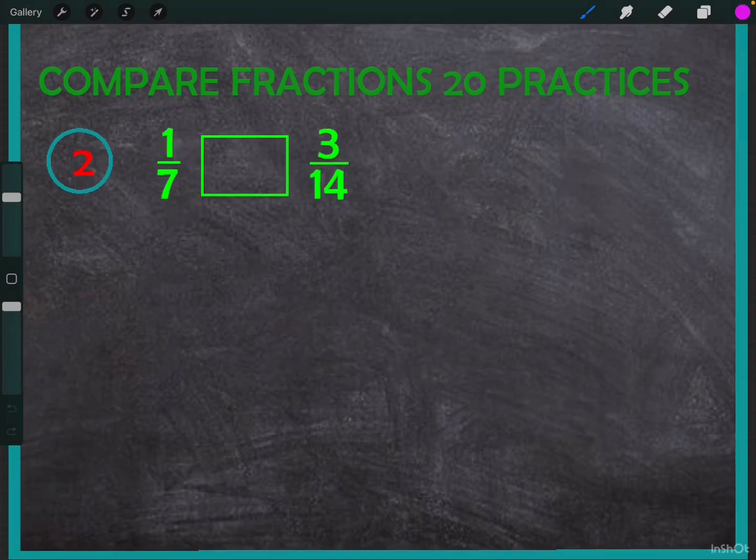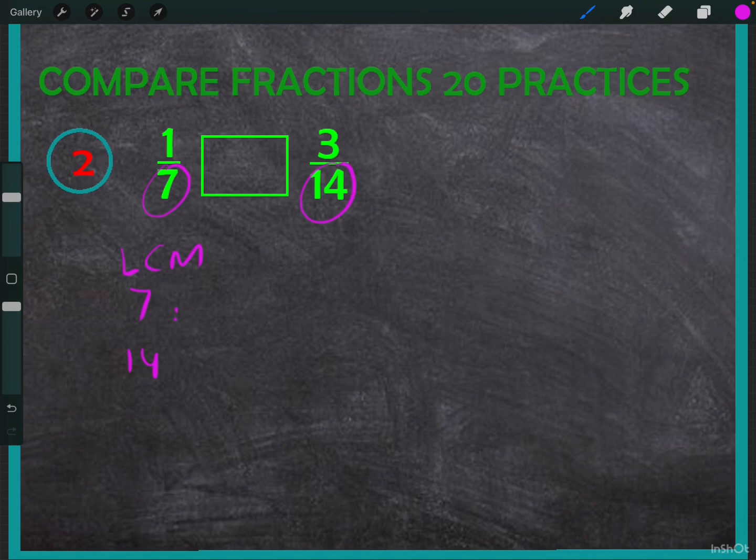Practice number 2. We have two fractions, 1 over 7 and 3 over 14. Again, these two fractions have different denominators, 7 and 14. So to compare them, we must find the LCM of 7 and 14.